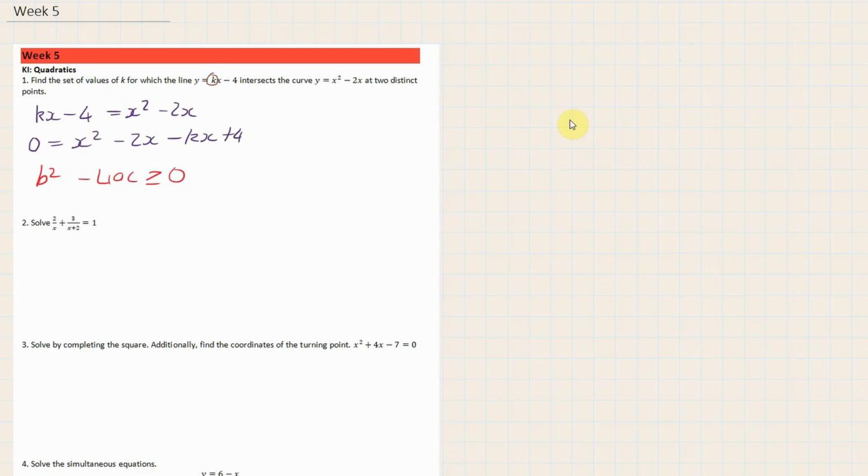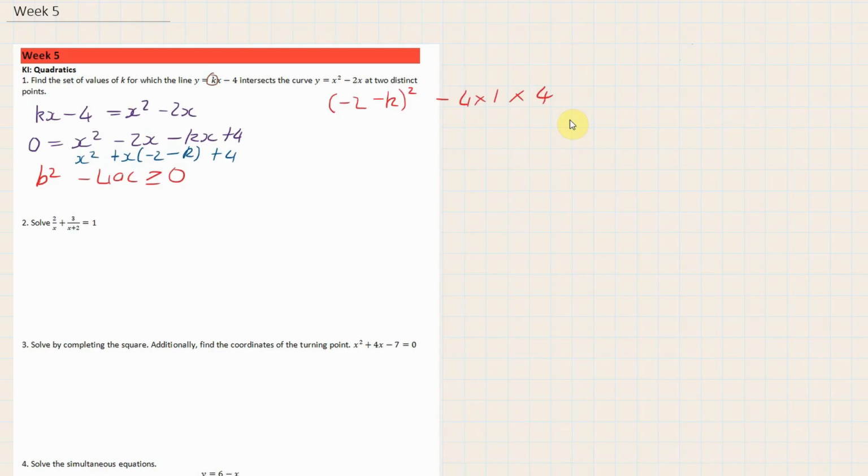So what we're going to do, b squared, so that's our minus 2 minus k. You might be thinking, how the heck did he get that? Well, I could rewrite this as x squared plus x into minus 2 minus k, I've just factorized that, plus 4. Okay, so that's me b squared, and then minus 4ac. 4 times 1, and then c is 4. And I want this to be greater than 0.